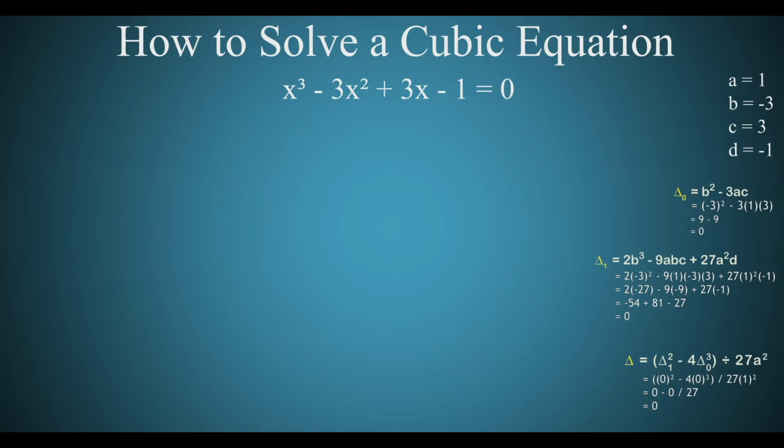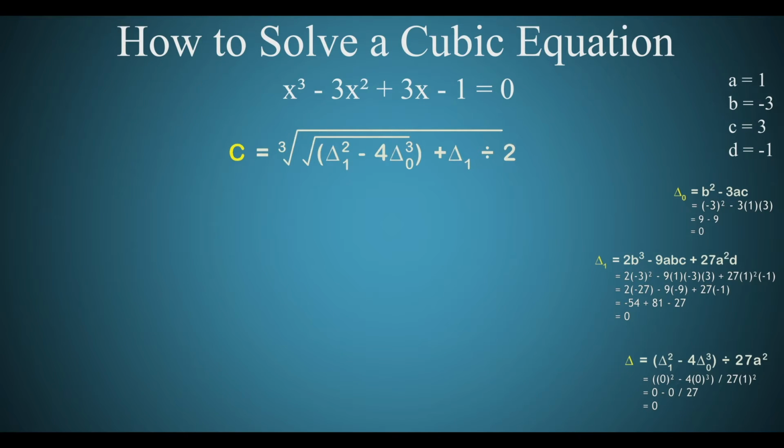Now we have the extremely complicated formula for the variable c. Now c is the cube root of the square root of delta 1 squared minus 4 delta naught cubed, or is it the delta 1 cubed?